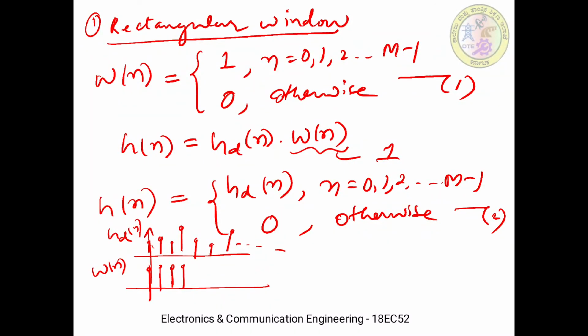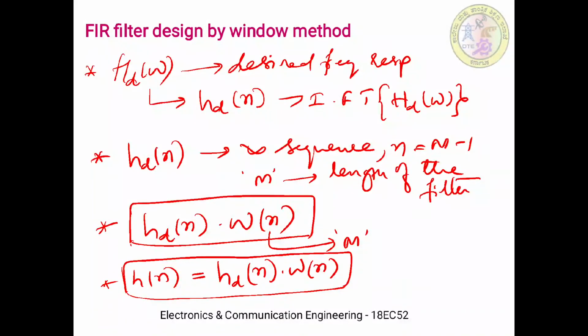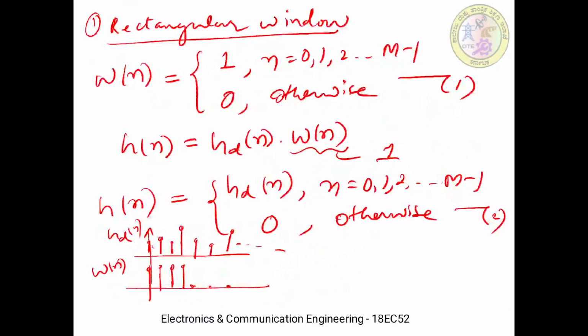Okay, so therefore multiplying these two, because all other values are 0 here, this is the definition of the rectangular window. The window exists from 0, 1, 2, 3. So when these two are multiplied, the resulting sequence is known as h of n.